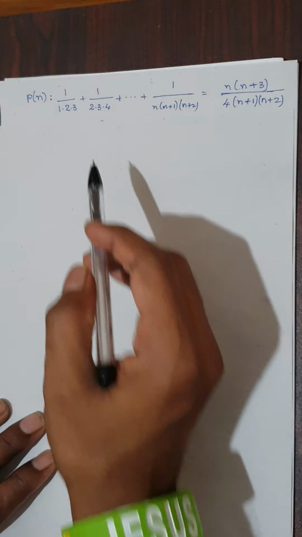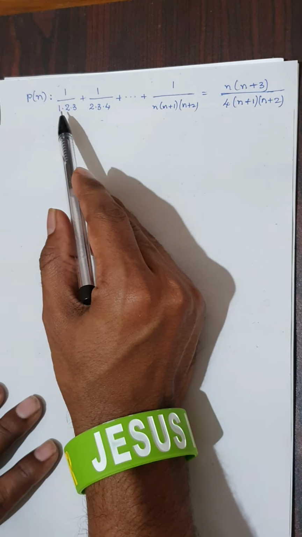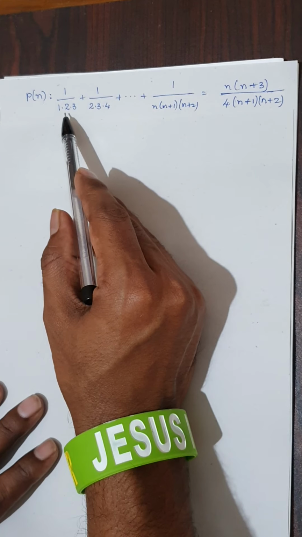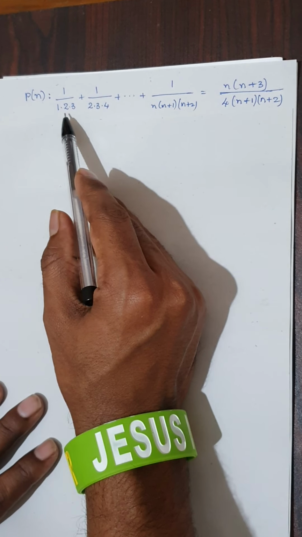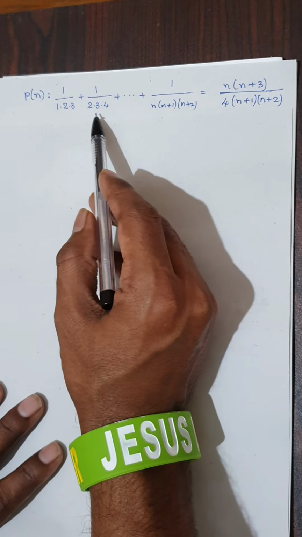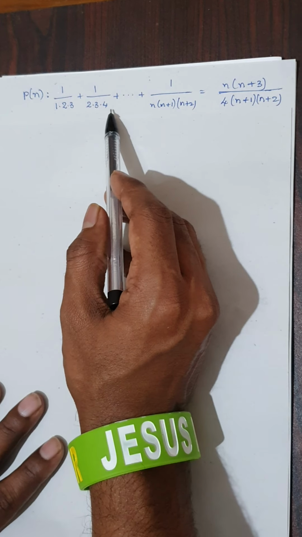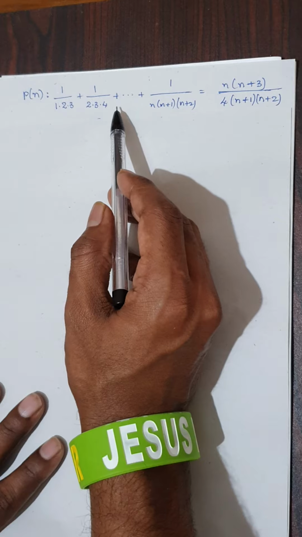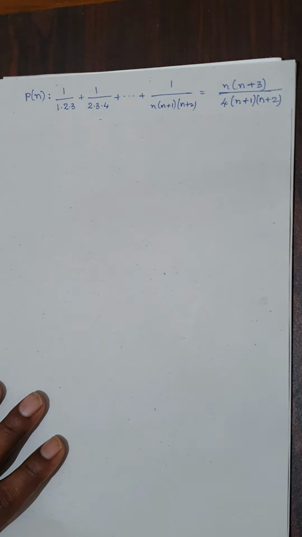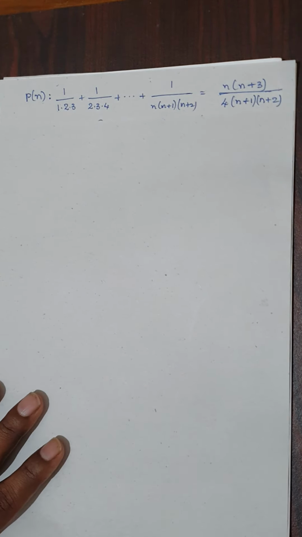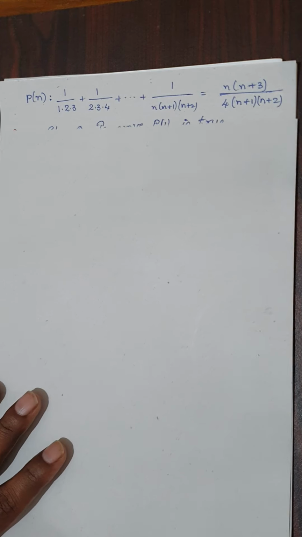So here comes the question, dear students. This is similar to the previous question. There you had the product of 3 terms in the numerator. This is the product of 3 terms in the denominator. In the previous session we have seen the product of 2 terms in the denominator. This is the extension of that problem. So the given statement, we are going to take it as p of n and we have to prove it.